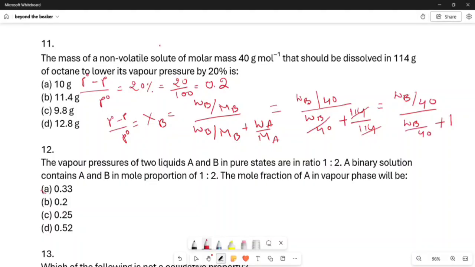If you take LCM, you can get P naught minus P divided by P naught, that means 0.2, is equal to WB by 40. If you take LCM 40, it becomes WB plus 40. Here 40 gets cancelled. So the answer is WB divided by WB plus 40, it is equal to 0.2.